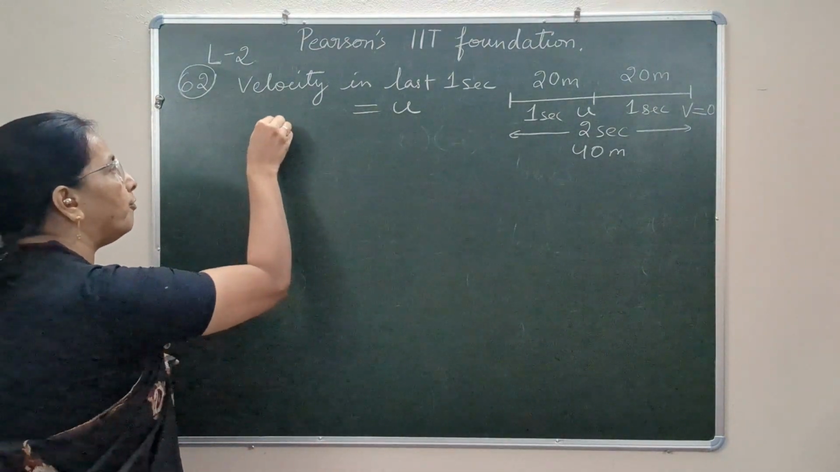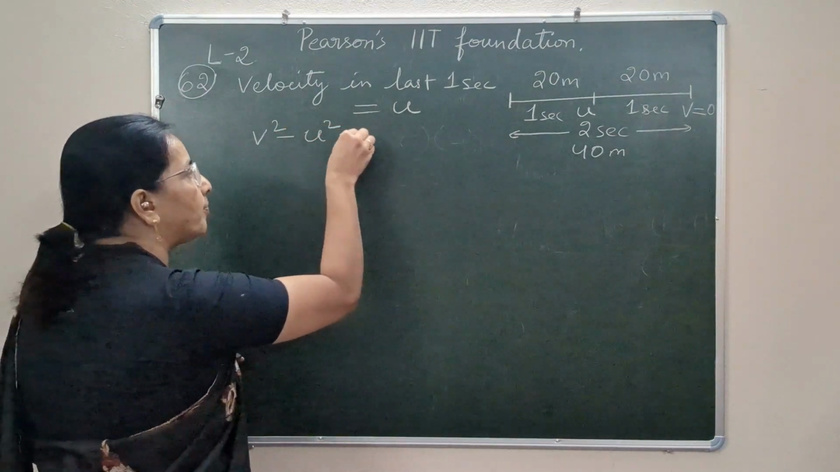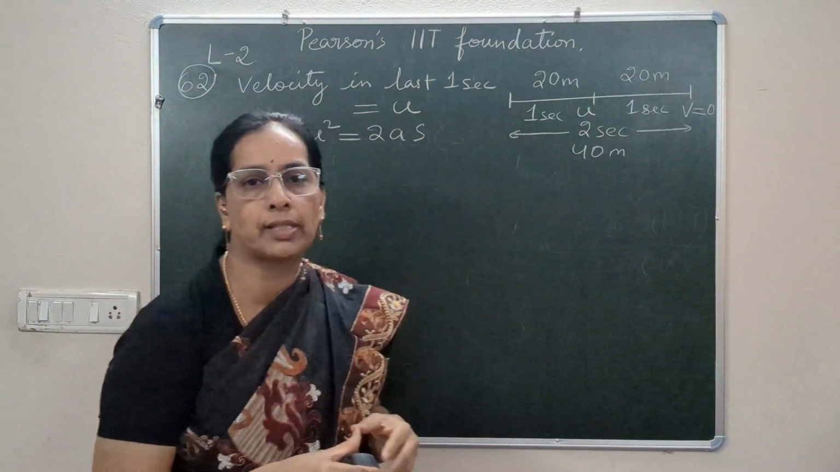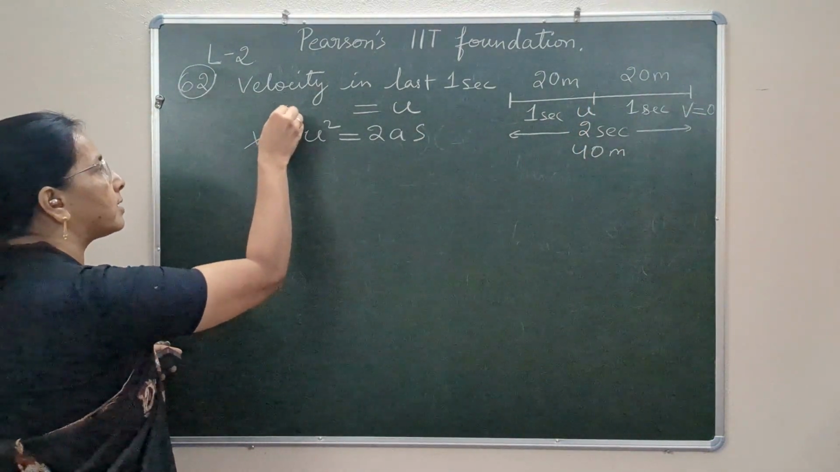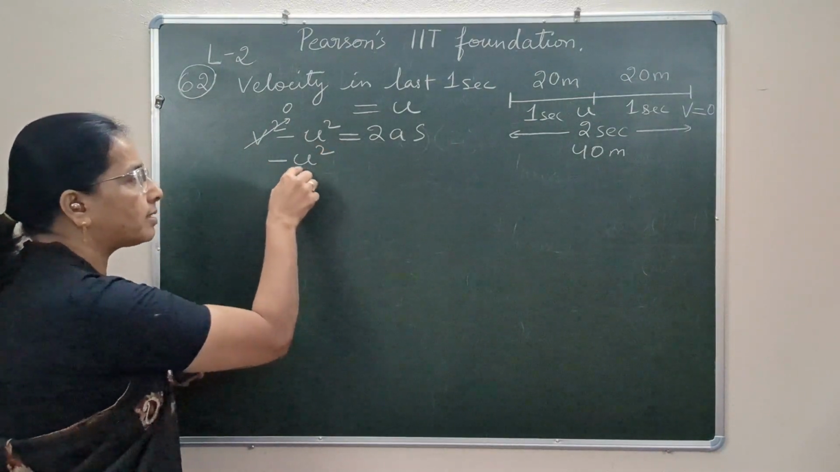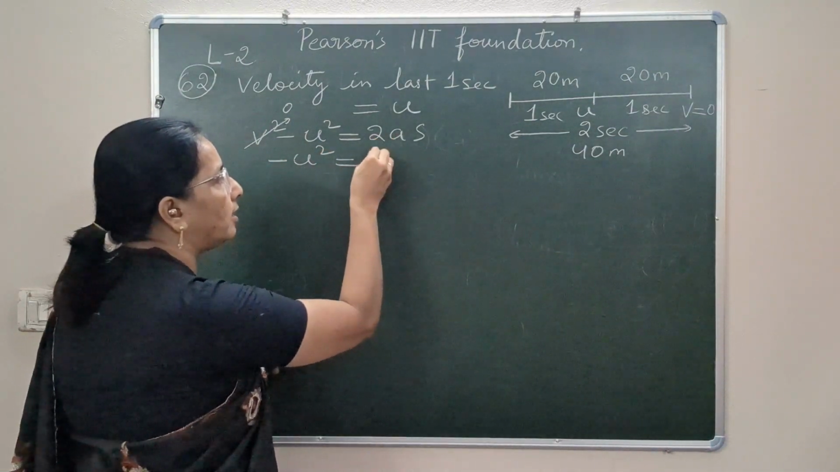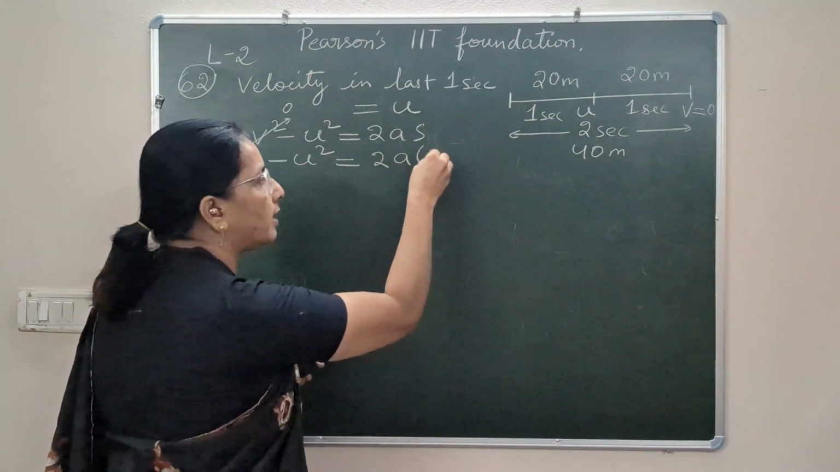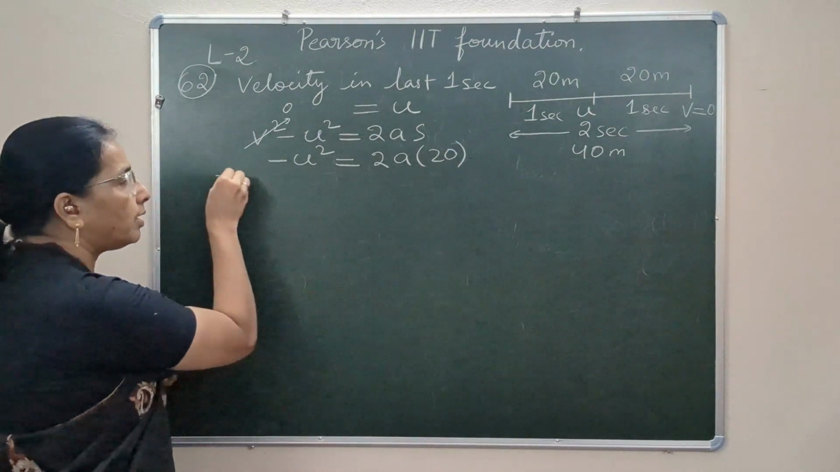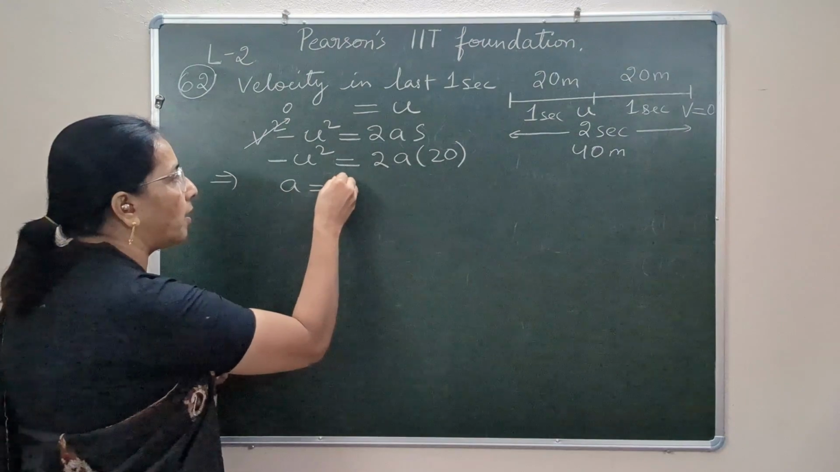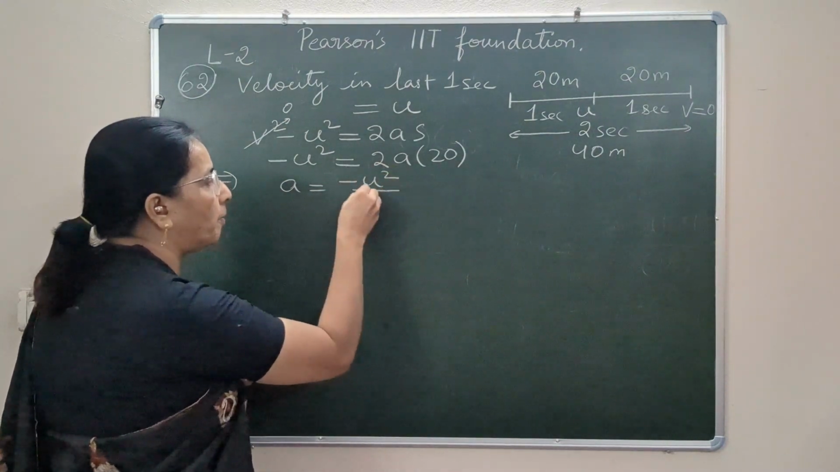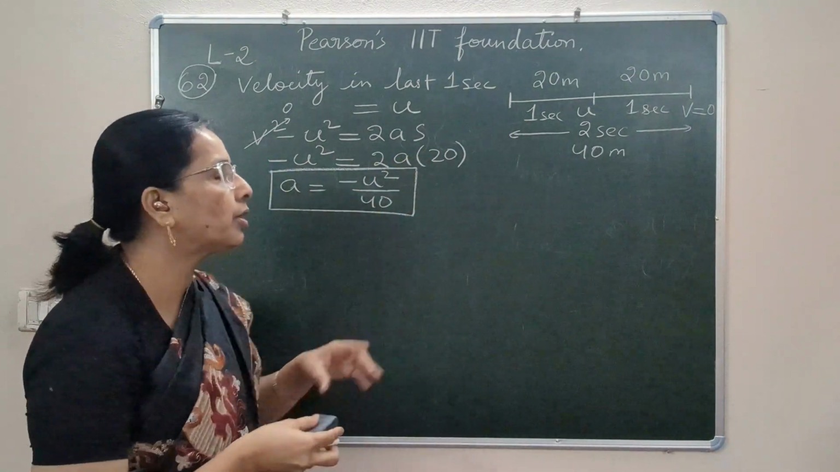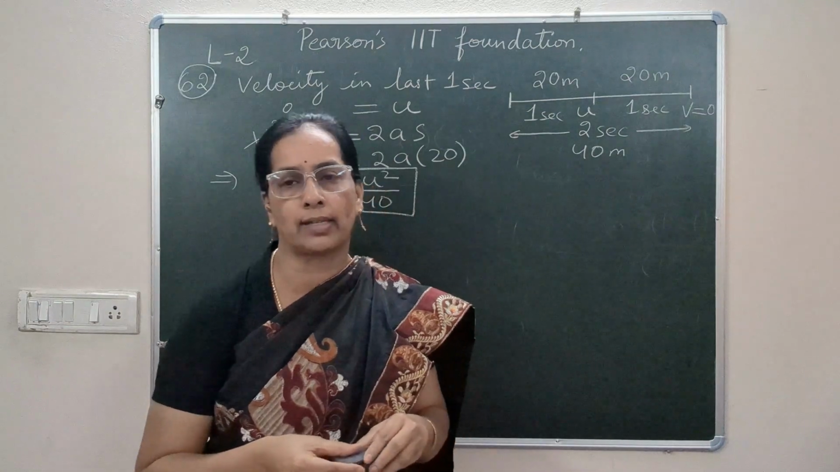So we will use v square minus u square equals 2as for the last 1 second of its motion. Final velocity is 0. So minus u square, this is our requirement, equals 2 times a, where a has to be negative, but we want that. The distance is 20 meters. So here acceleration is minus u square by 40. This is the retardation with which the car travels in the last 1 second.